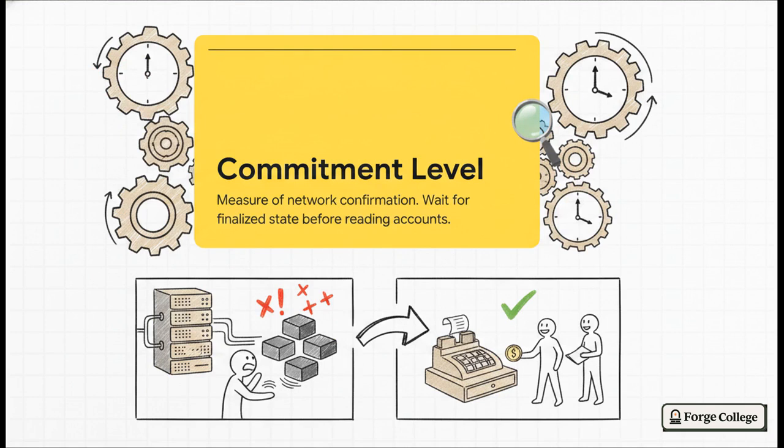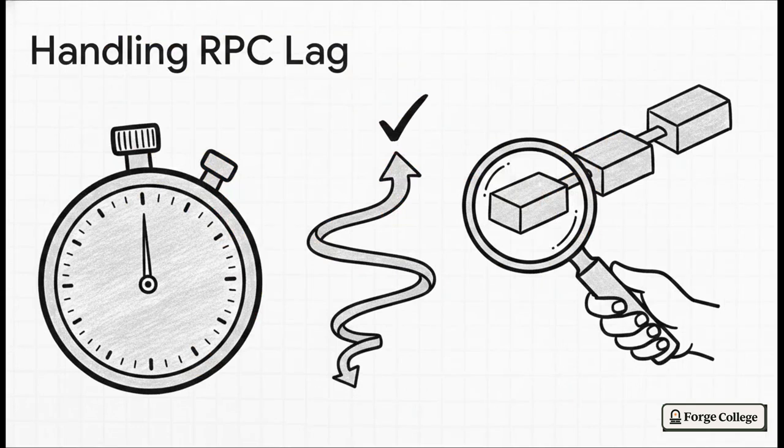Enter commitment levels. If you try to read an account before it's finalized by the network, you are going to be staring at red error logs from a transient intermediate state. You'll probably think your transaction failed, but in reality, you just asked for the receipt before the cashier even opened the register. So to actually engineer around this RPC lag, you absolutely must explicitly wait for that finalization using confirmed transaction. But don't stop there.